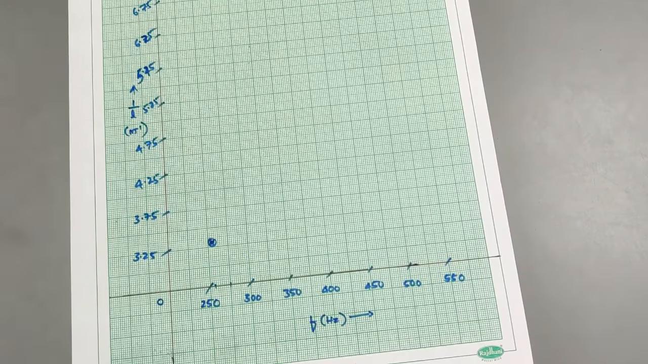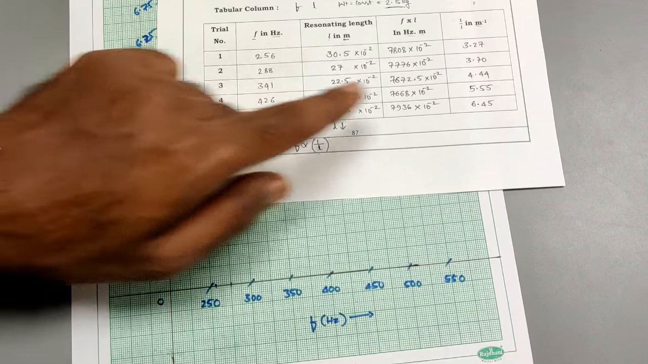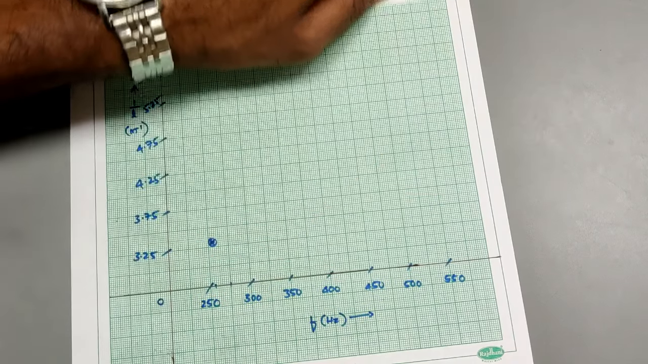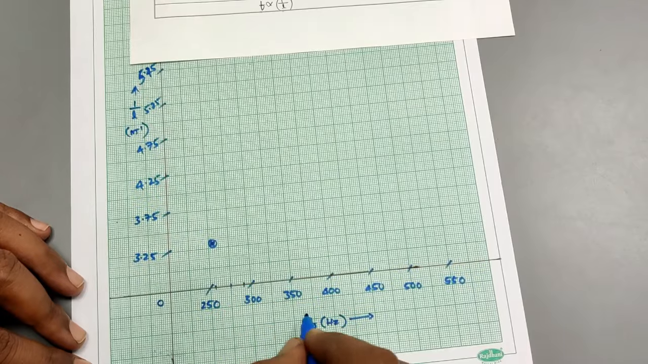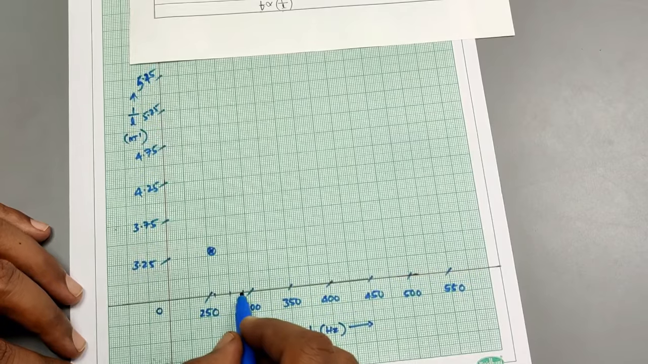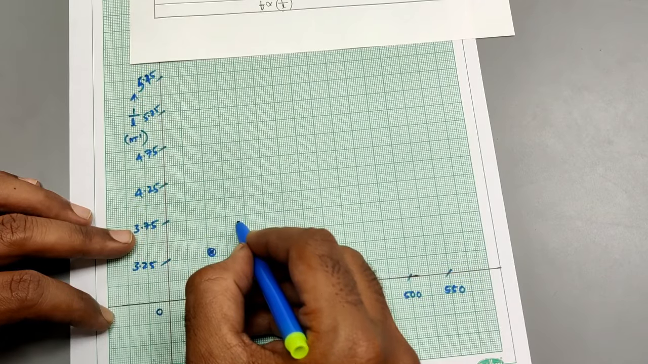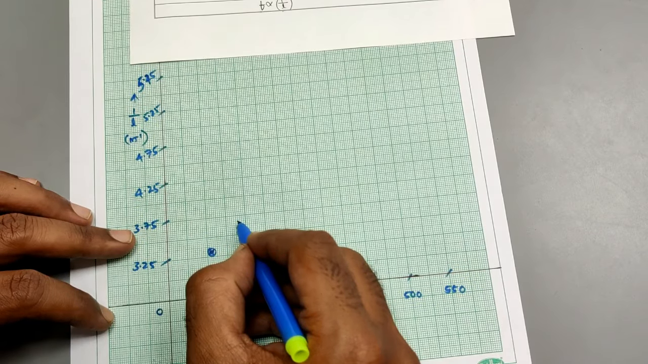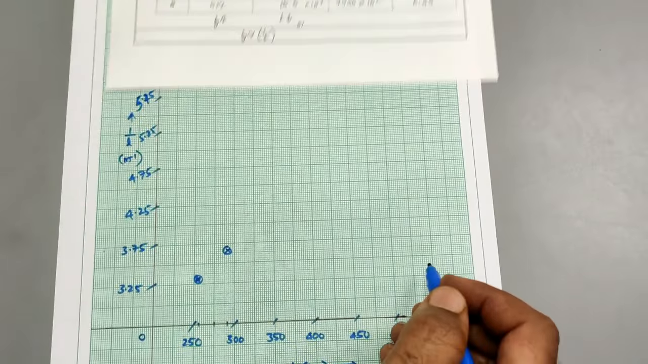Clear? Okay, next frequency is 288. How much is the value of 1 by L? 3.70. So 288, 3.70. 288 will be somewhere here. This is 3.75, so 288, 3.70 will be somewhere here. Correct? Okay. Next, what is the next value?